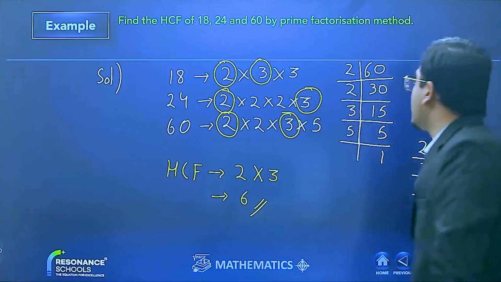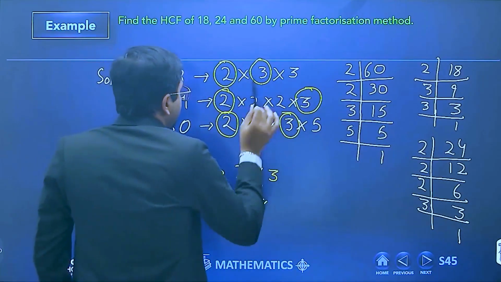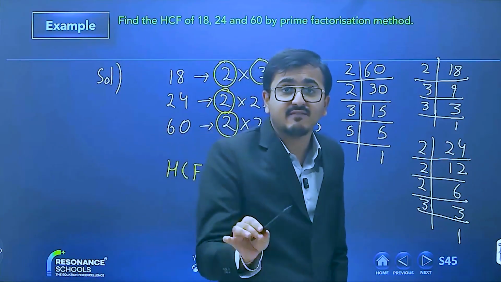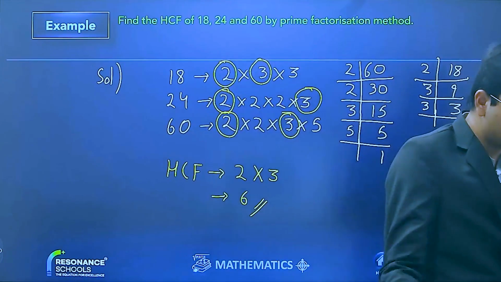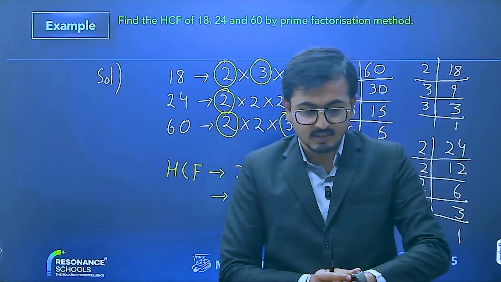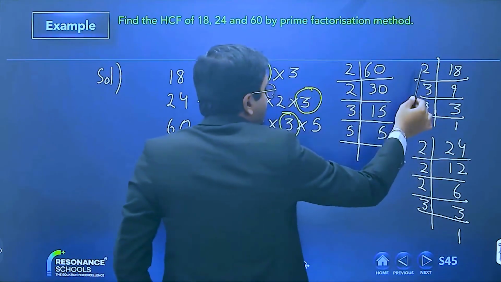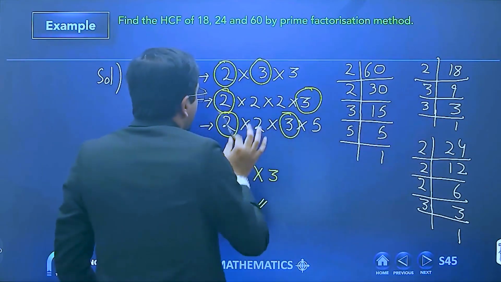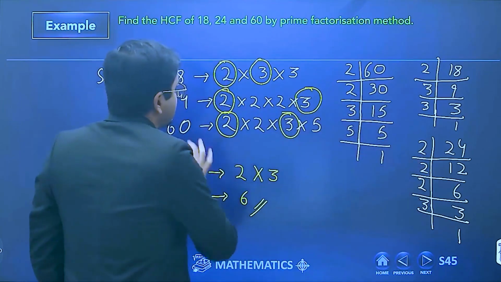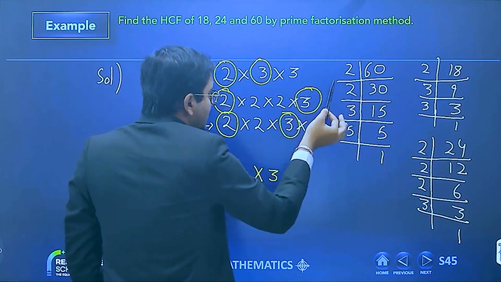Yes, good. Come on. Now, 18 is 2 into 3 into 3. Yes or no? What did I do? Prime factorization. Every number I did prime factorization. So 18 is 2 into 3 into 3. 24 is 2 into 2 into 2 into 3. I did prime factorization there. 60 is 2 into 2 into 3 into 5.